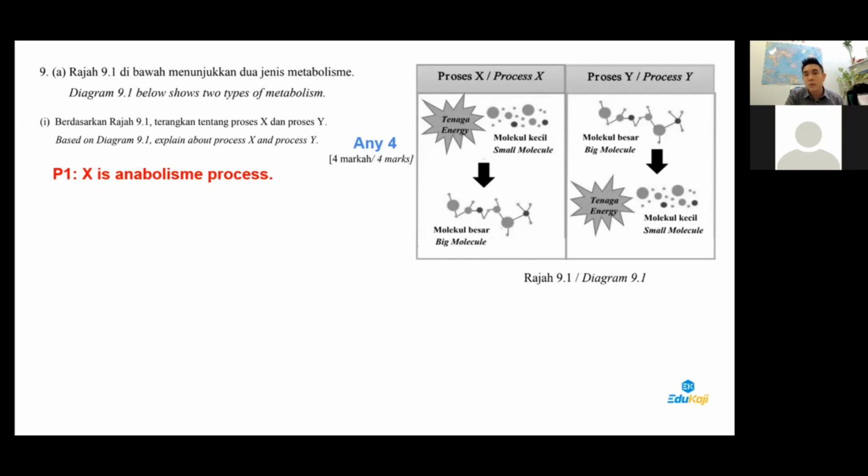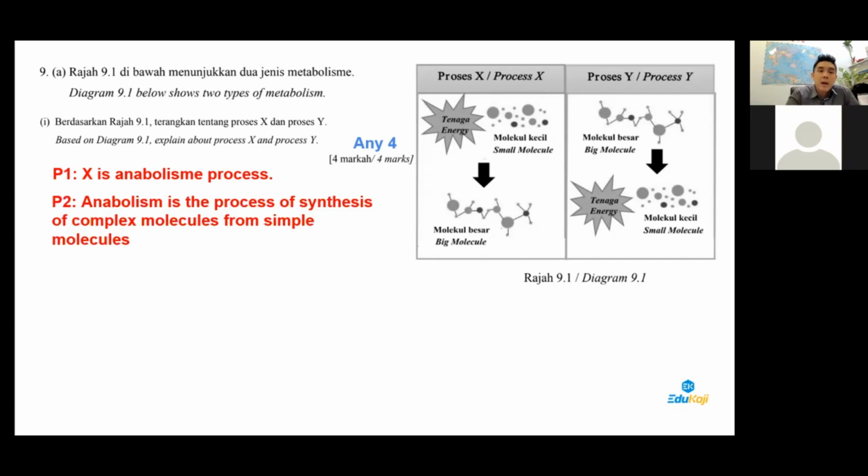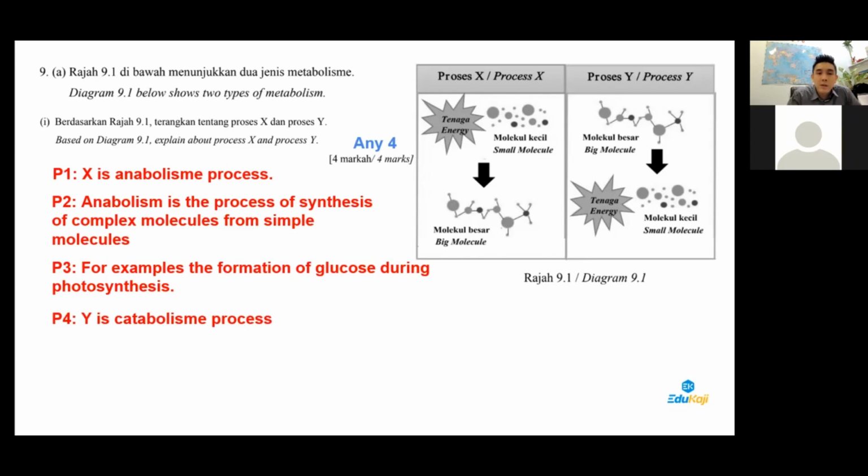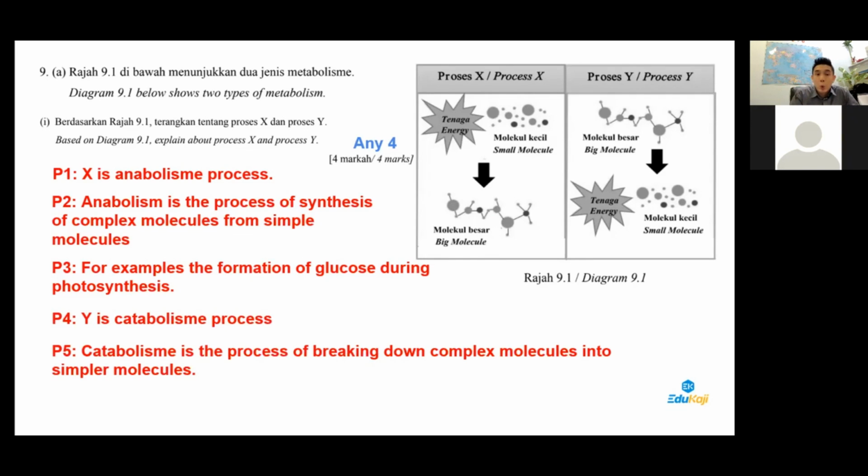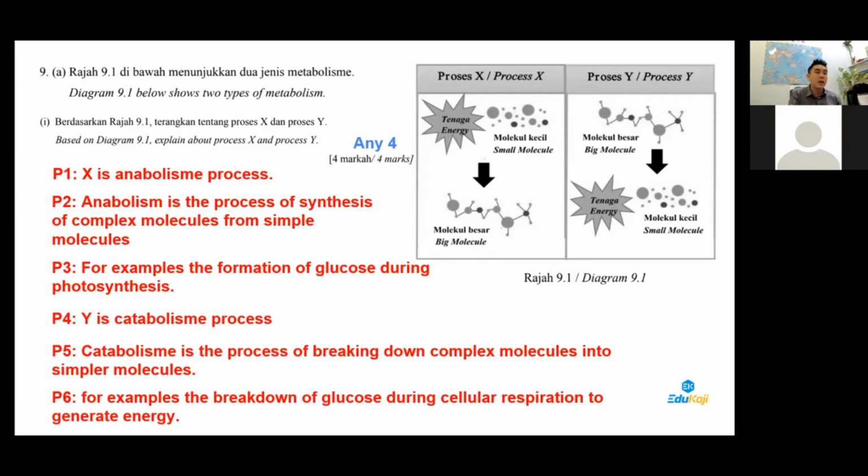By just stating X is anabolism, Y catabolism, you already get 2 marks. Anabolism means formation, the synthesis of molecules. Give one example. While Y catabolism is a process of breaking down. Give one example. Guys, I would suggest you draw 3 stars. Memorize this for exam purposes. If they come out, whether it's 3 marks, 4 marks or 6 marks, it's all in hand.